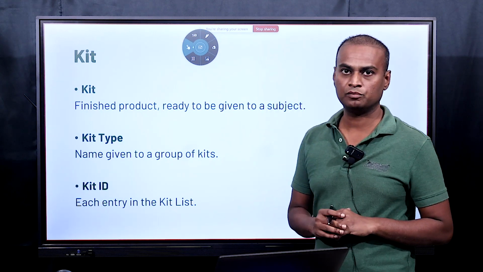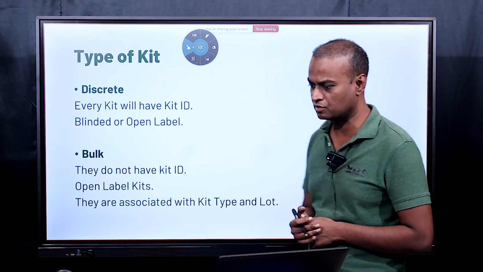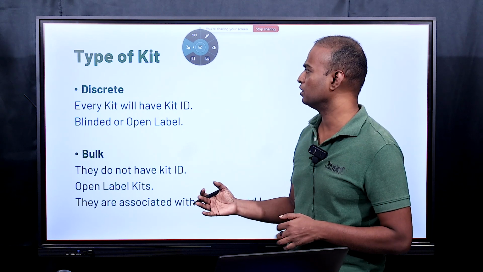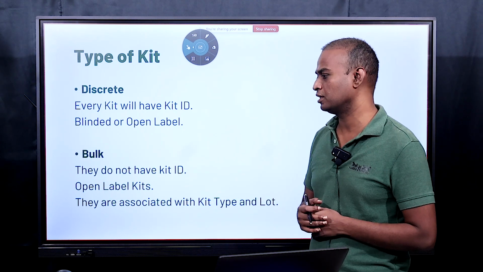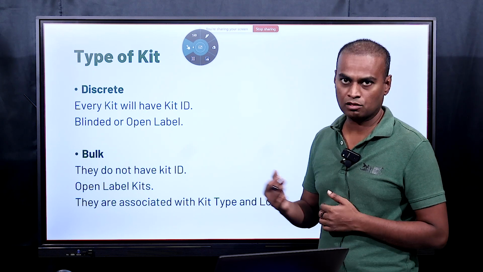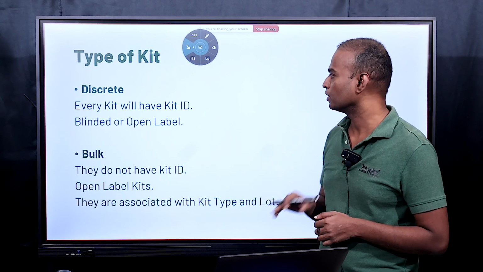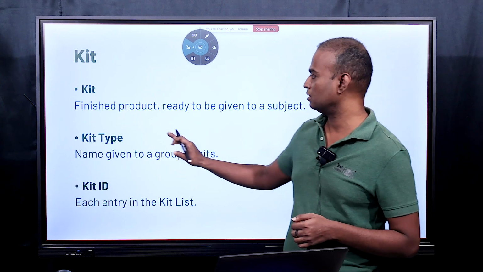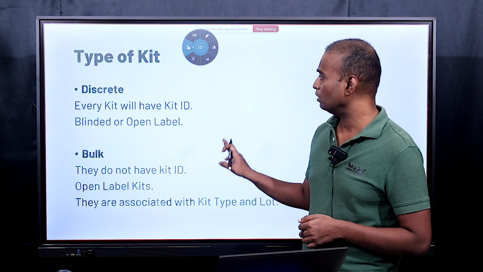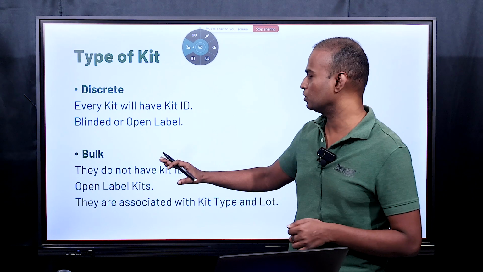Then we go into the important part: what are the different kinds of kit. There are different parameters to classify kits. This is one of the top parameters. Other parameters can be based on blinding. There are a lot of parameters which we look into later during the concept of blinding, but as of now you need to understand what is bulk kit and what is discrete kit. In the previous slide we discussed that there will be a kit type and a kit ID. Now we discuss discrete kit and bulk kit. These are two different kits we use in the clinical trial.